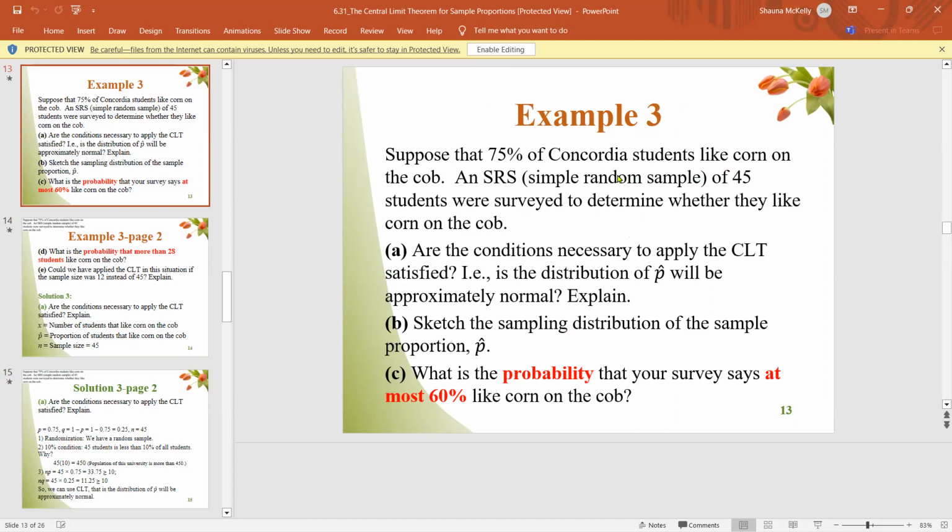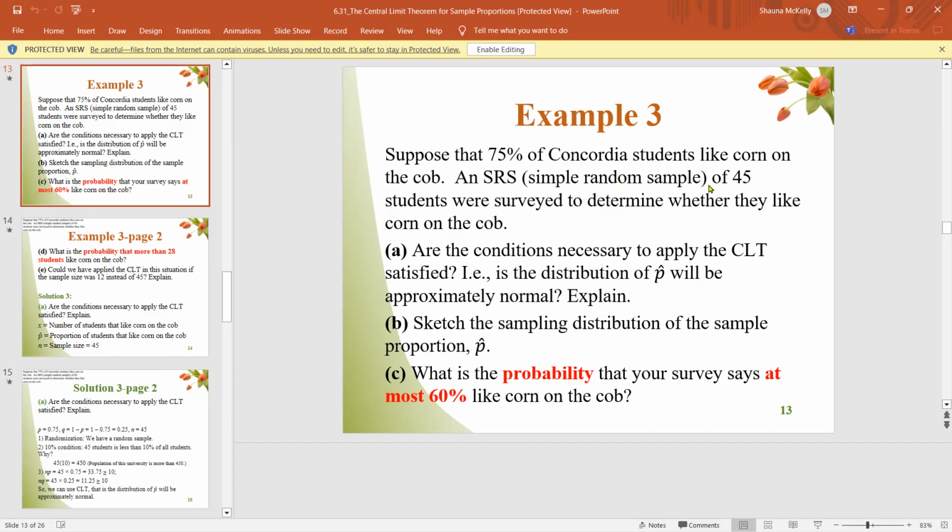Way more than 45. Yeah, the point is we don't know. And the reason I ask that is students get this confused all the time. They're like, but I don't know what the population is. This is a common sense hypothetical kind of question.